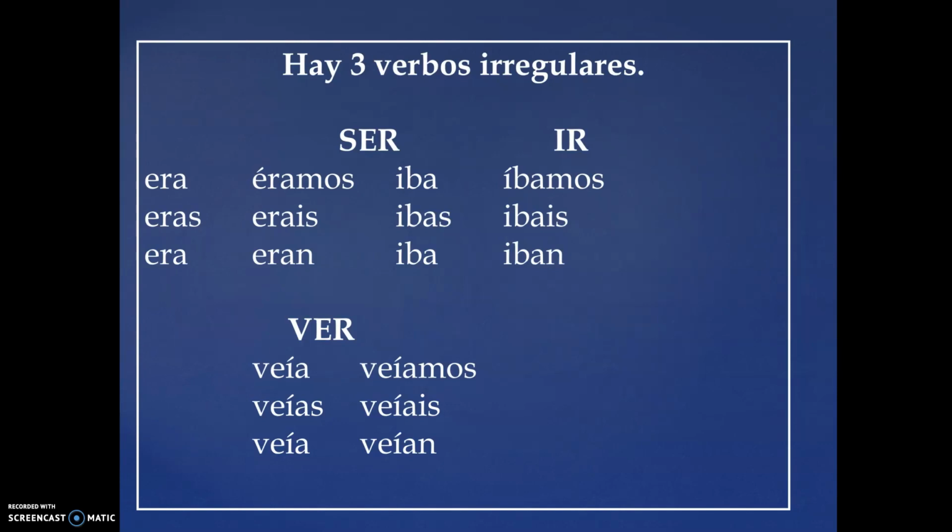Ir is the other verb that's on the top. You have iba, ibas, iba, íbamos, ibais, and iban. And then you have ver on the bottom, to see. The only thing that's irregular about ver, really, is that you don't get rid of the e in the ending. You keep it. So we have veía, veías, veía, veíamos, veíais, veían.